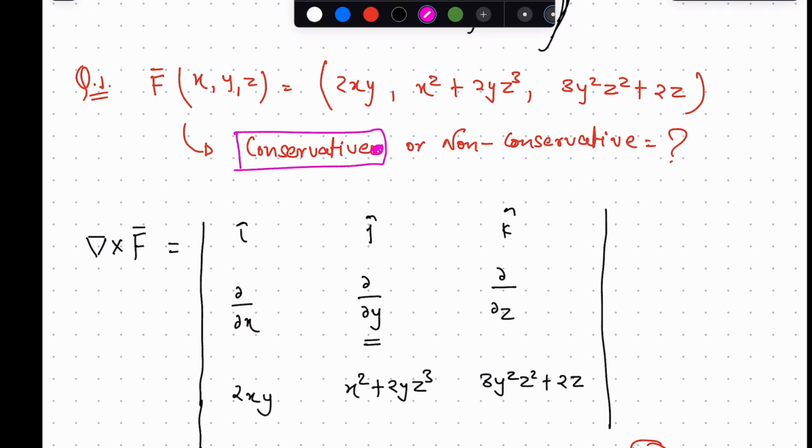Okay, it is a conservative field. So now see, I have this. If I look at this, I cannot say just by looking that it is conservative or non-conservative. I need to do some mathematics, then only I can say.